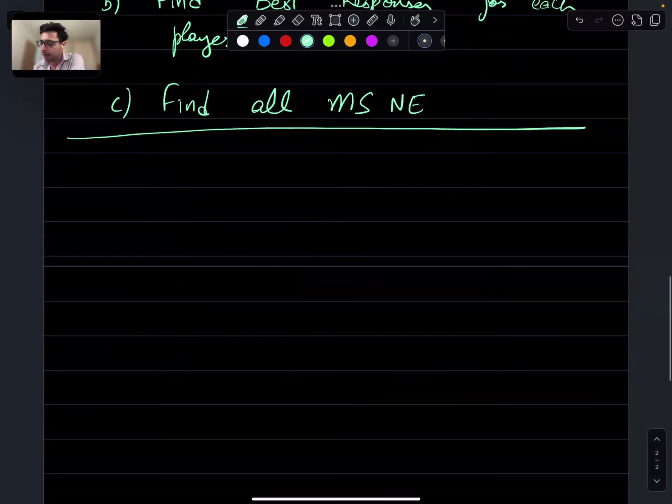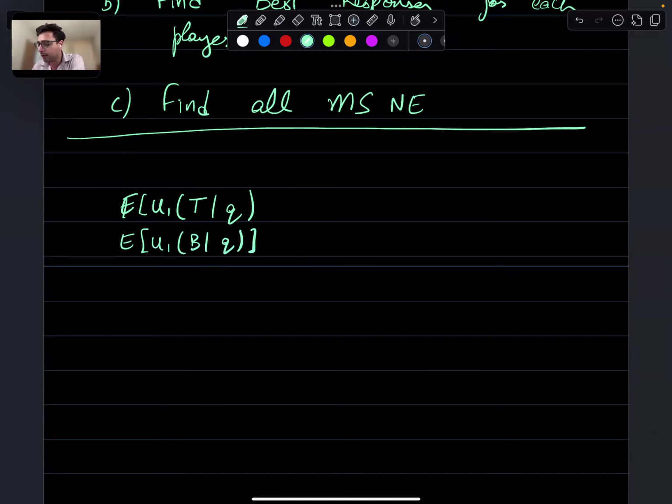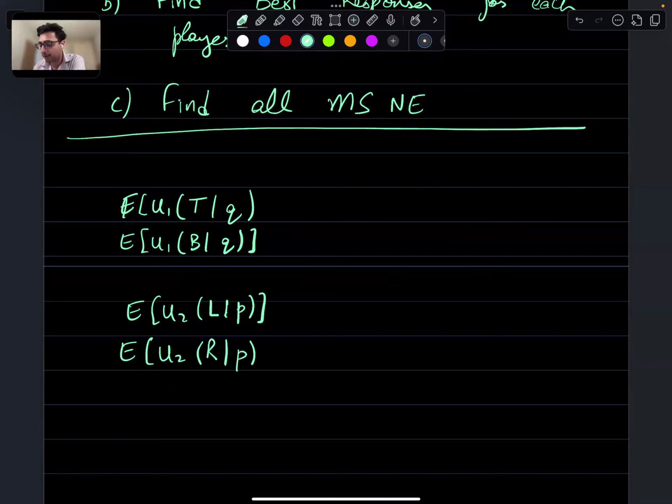This means the same thing as finding the expected utility that player one gets from choosing top when player two mixes with the probability Q, expected utility of player one from choosing bottom when player two mixes with the probability Q, the expected utility of player two when player two chooses L and player one mixes with the probability P, and the expected utility of player two when player two chooses R and player one mixes with some probability P. This will answer part A of the question. This is what helps us figure out which action is more valuable for each player.